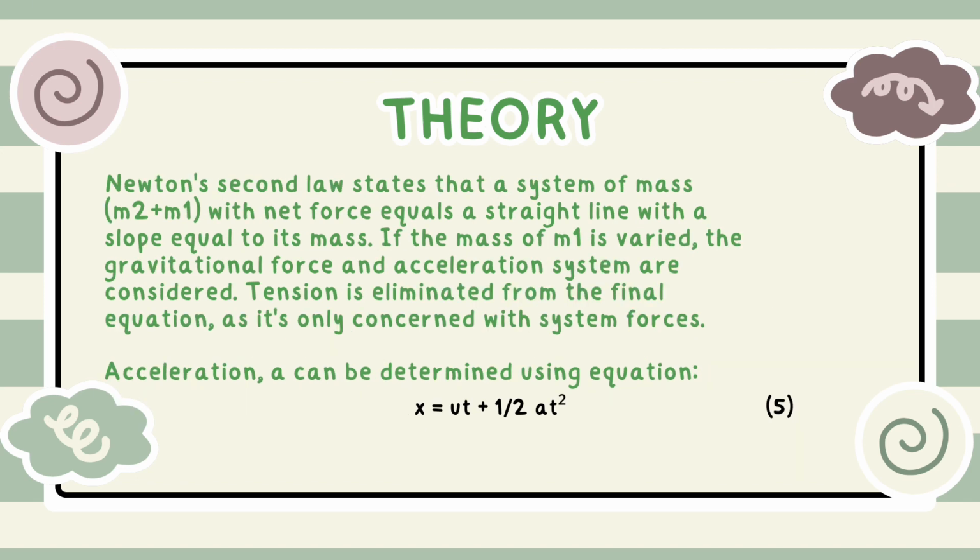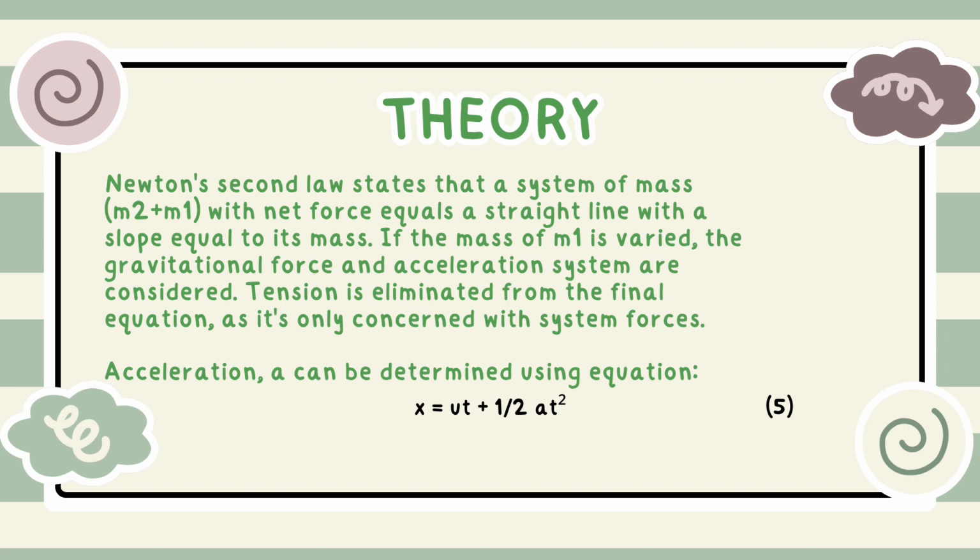Newton's second law states that a system of mass m2 plus m1 with net force is a straight line with a slope equal to its mass. If the mass of m1 is varied, the gravitational force and acceleration of the system are considered. Tension is eliminated from the final equation as it's only concerned with system forces.